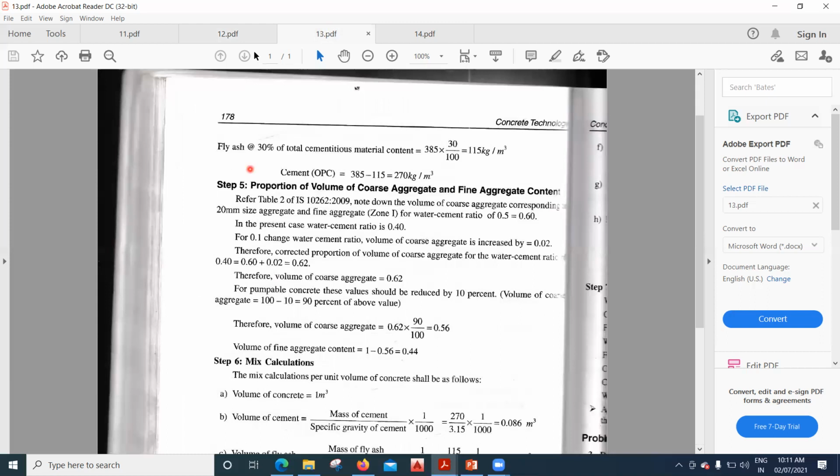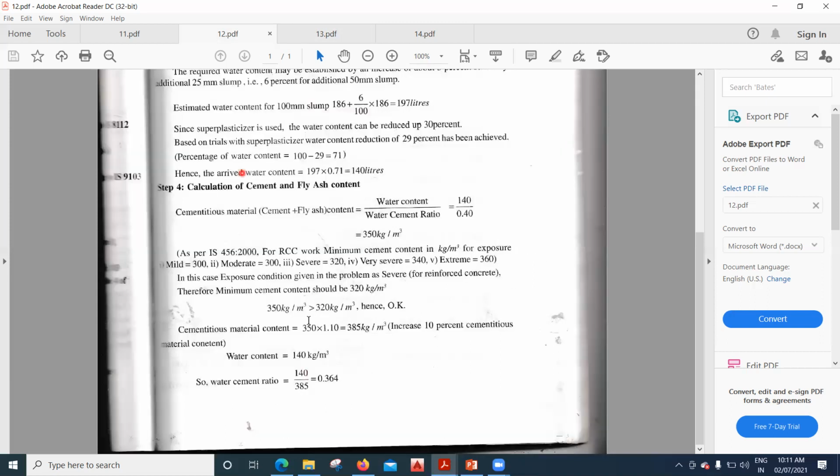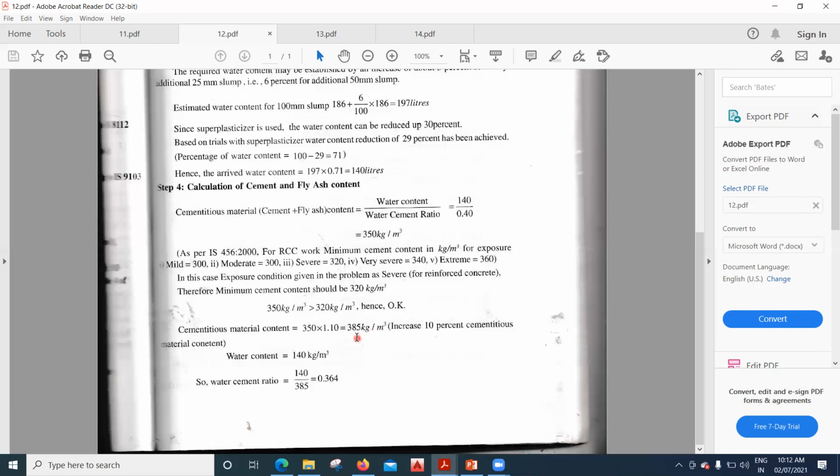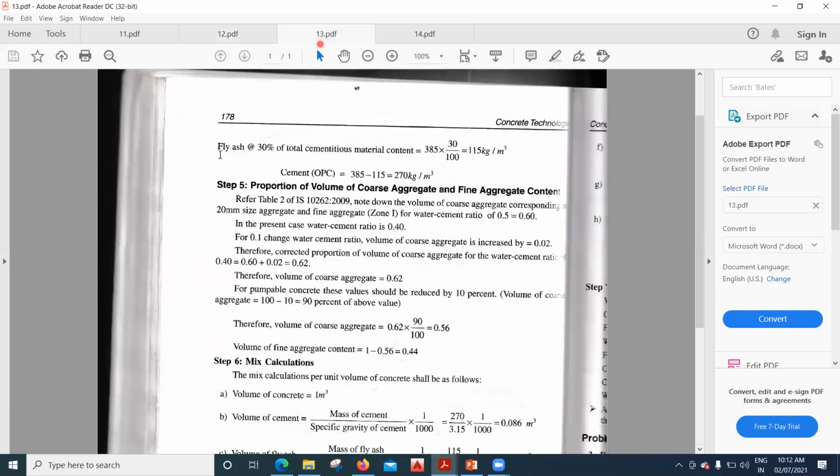Before that, as I mentioned, this 385 that I'm getting includes my cement as well as fly ash, but I need to know exactly how much cement and how much fly ash out of this. So for that, we usually say 30% of that we are going to use as fly ash out of the 100%. That means out of 385, in this 30% we'll add fly ash, the remaining will be the cement. So fly ash at 30% of the total cementitious content will be how much? We got 385. Take 30% of that. 30 divided by 100 comes out to be 115 kg per cubic meter.